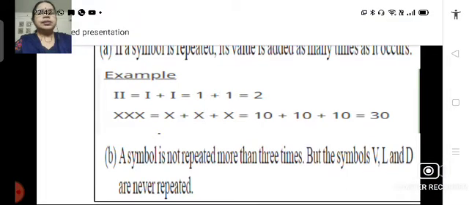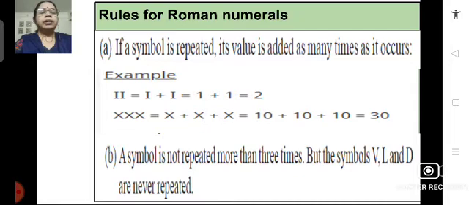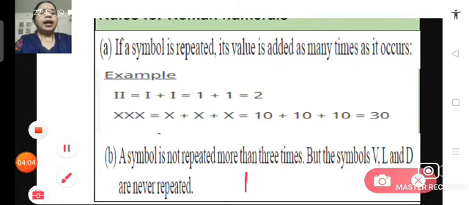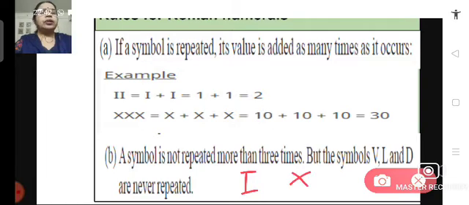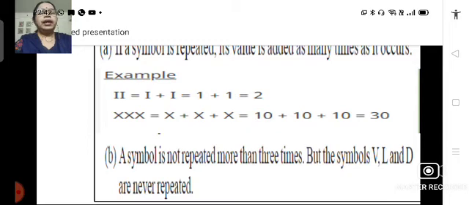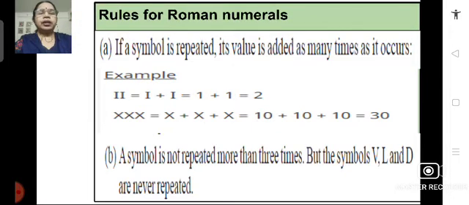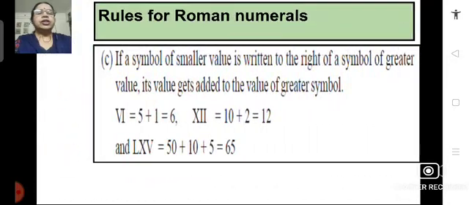Rule B: a symbol is not repeated more than 3 times. That means the symbols like I and X can be repeated only 3 times, not more than that. But the symbols V, L and D are never repeated. Let's see what is the next rule.